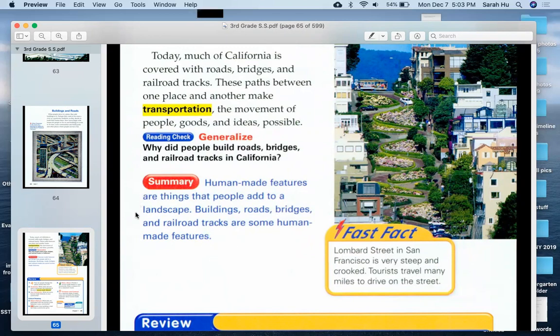So here's a summary, things to remember from our reading today. Human-made features are things that people add to a landscape. Buildings, roads, bridges, and railroad tracks are some human-made features. So I want you to also think about some of the human-made features in your community, in San Rafael, Marin County, Marinwood, right?